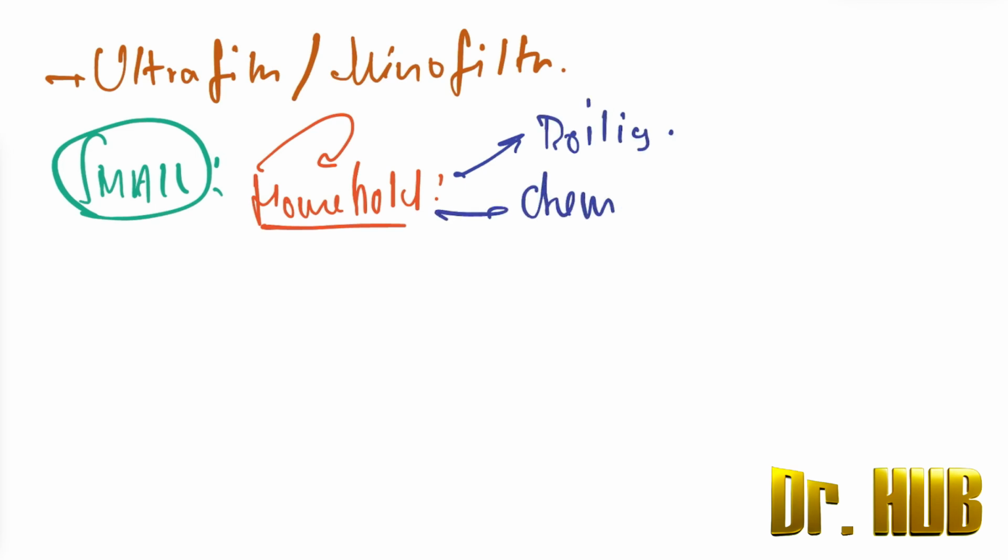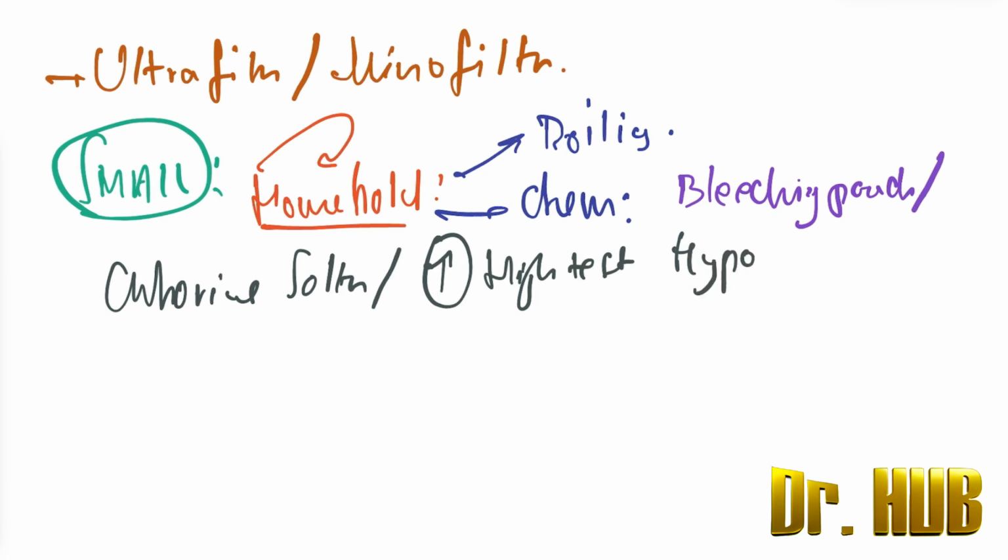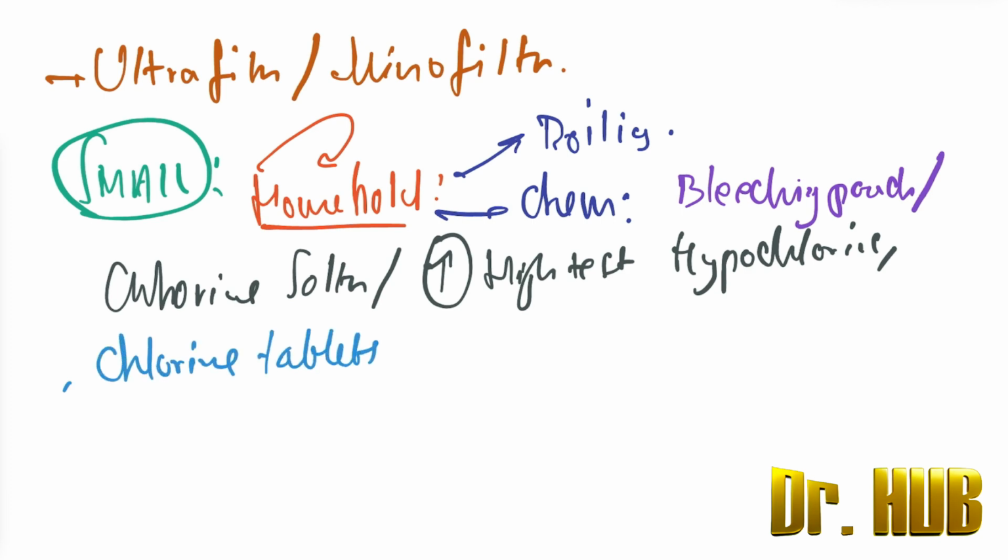Then comes chemical disinfectant. Chemical disinfectant is by use of bleaching powder. Then there is also chlorine solution. Then comes high test hypochlorite. Then comes chlorine tablets. Then there is also iodine and potassium permanganate.